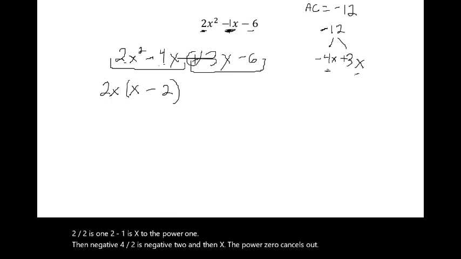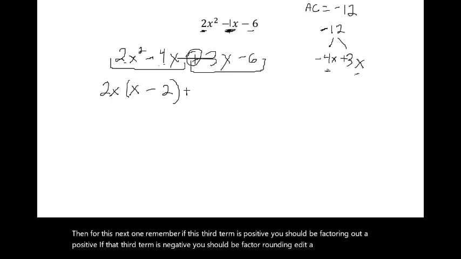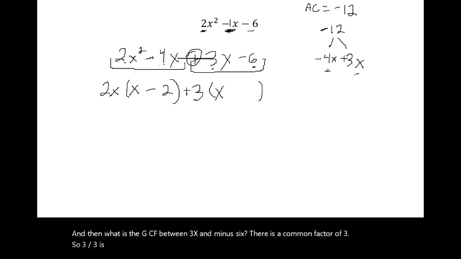Then for this next one, remember if this third term is positive, you should be factoring out a positive. If that third term is negative, you should be factoring out a negative. And then what is the GCF between 3x and -6? Well, there is a common factor of 3. So 3 divided by 3 is 1. Leave the x alone. Negative 6 divided by 3 is negative 2.